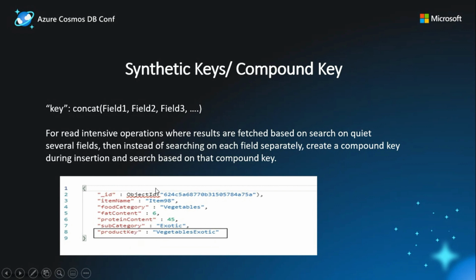So while inserting data, we create this concatenated key, and while searching we will not query where food category is vegetable and subcategory is exotic. We can simply query where product key is this. This synthetic key also improves performance, and we don't even have to create a partition key if our data size is not that huge.